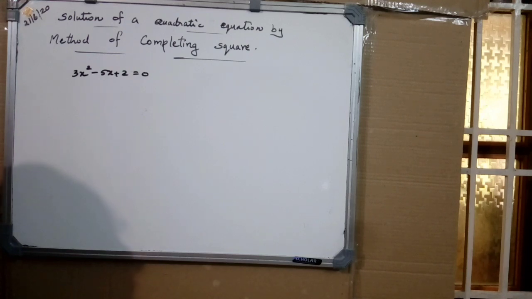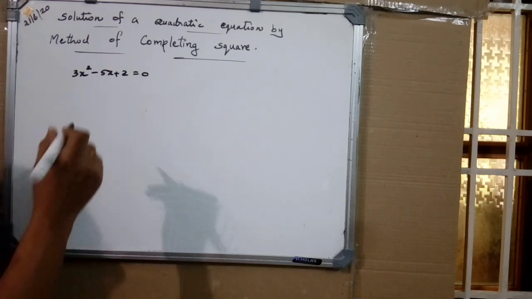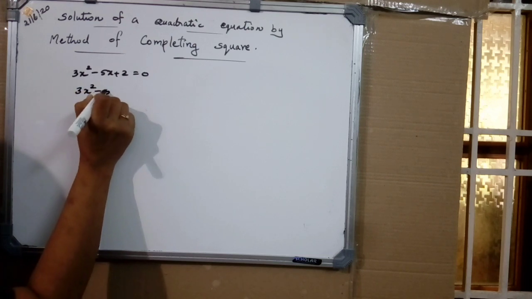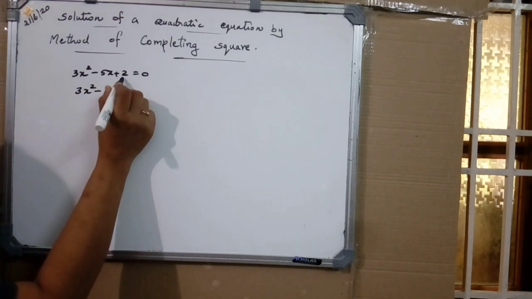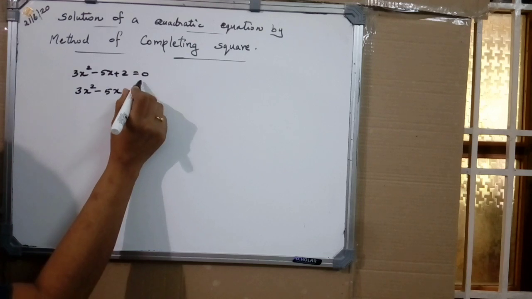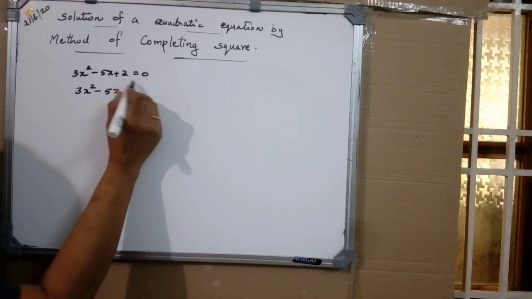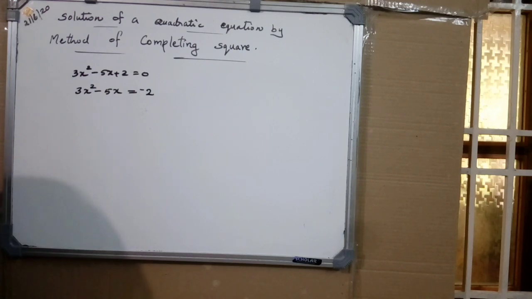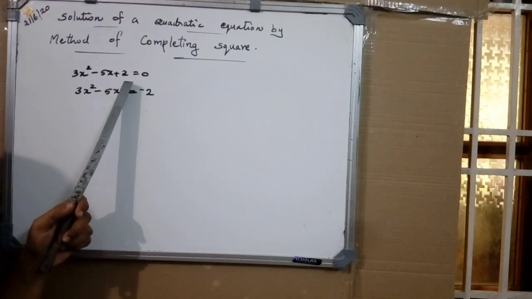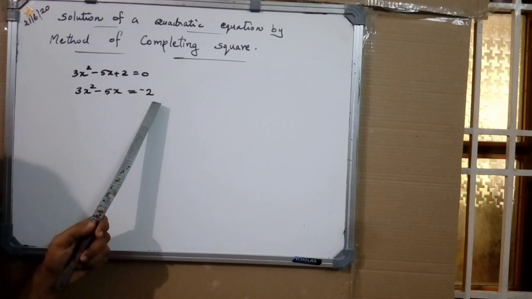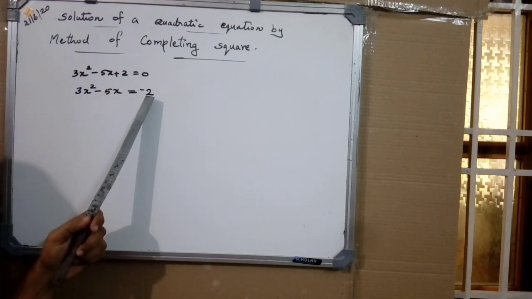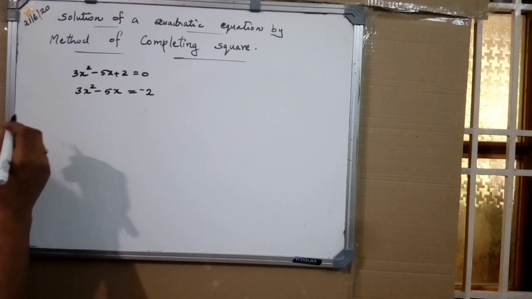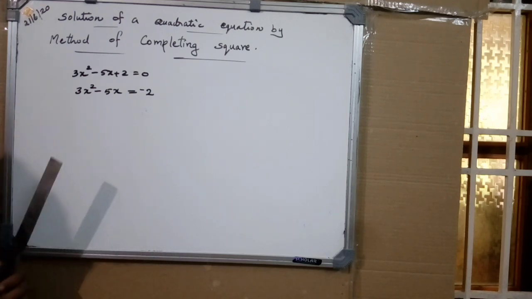Here what you have to do is, first, take this constant to the right side. It is 0 minus 2, which is minus 2. When you transpose, or when you take one term to the right side, positive 2 becomes minus 2.